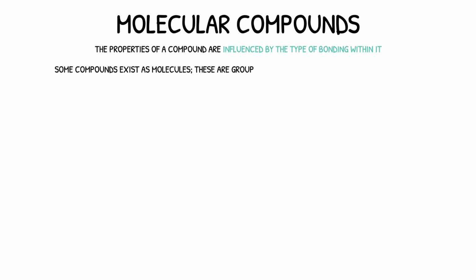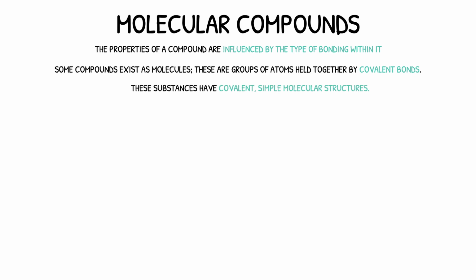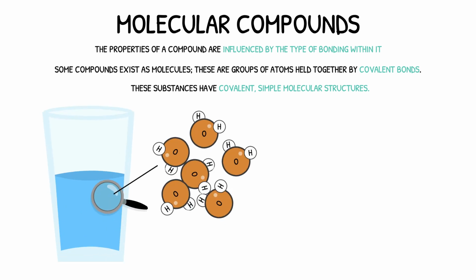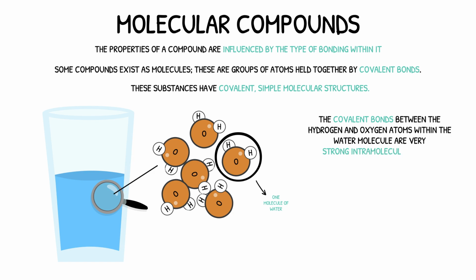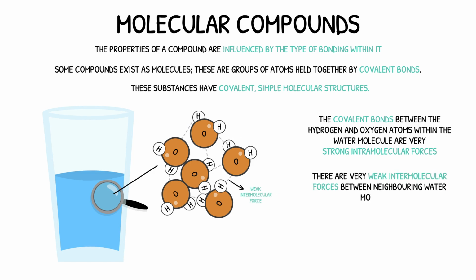Some compounds exist as molecules, which are a distinct group of atoms held together by covalent bonds. These substances are described as having covalent, simple molecular structures. For example, water is a simple molecular substance that always contains one atom of oxygen covalently bonded to two atoms of hydrogen. The covalent bonds between the hydrogen and oxygen atoms within the water molecule are very strong intramolecular forces. However, there are very weak intermolecular forces holding neighbouring water molecules together.